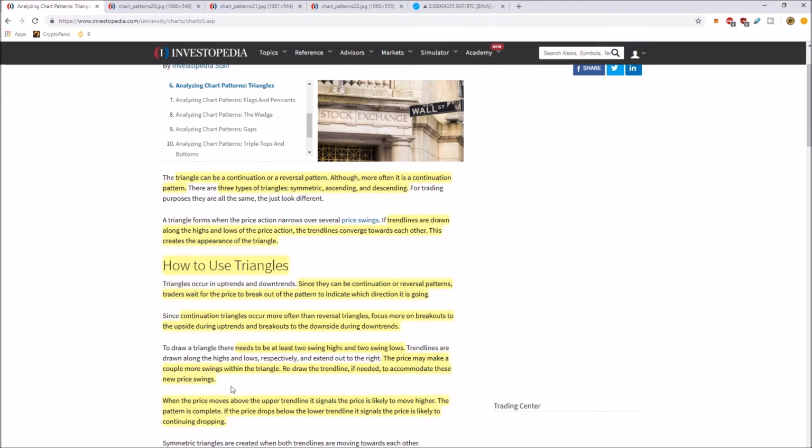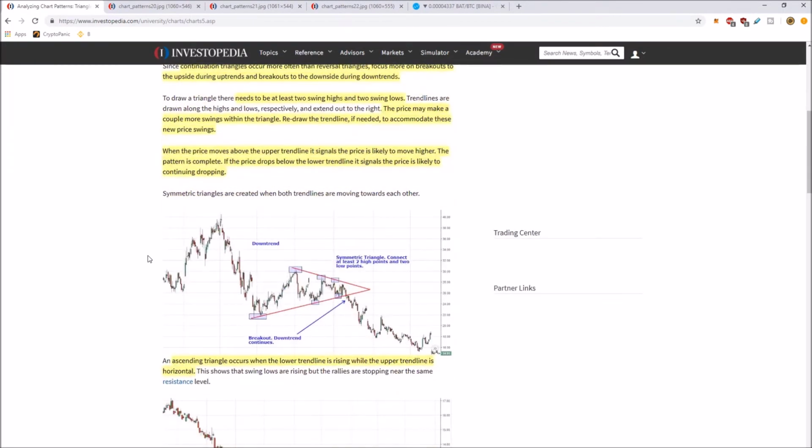When the price moves above the upper trend line, it signals the price is likely to move higher. The pattern is complete. If the price drops below the lower trend line, it signals the price is likely to continue dropping. Again, just to talk about the Bitcoin triangle, that's why I really want to see a bunch of volume. Typically, on a breakout of a triangle, you'll see a good spike in volume, and it really gives you a lot of confirmation, especially on a big triangle like the one we're looking at with Bitcoin. We should definitely see a ton of volume come in as confirmation that we're breaking out of the pattern.